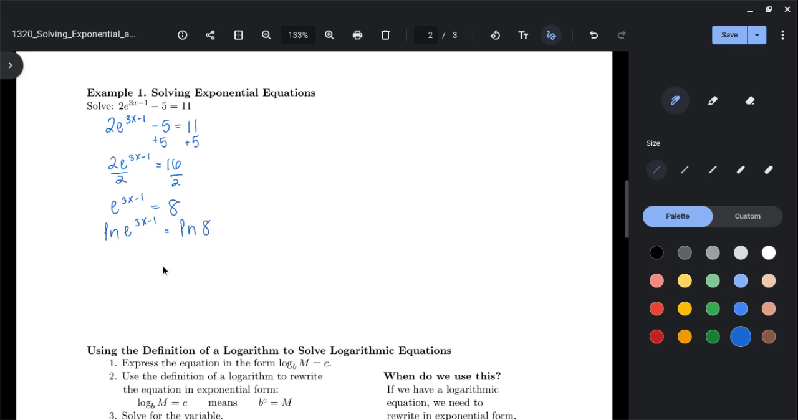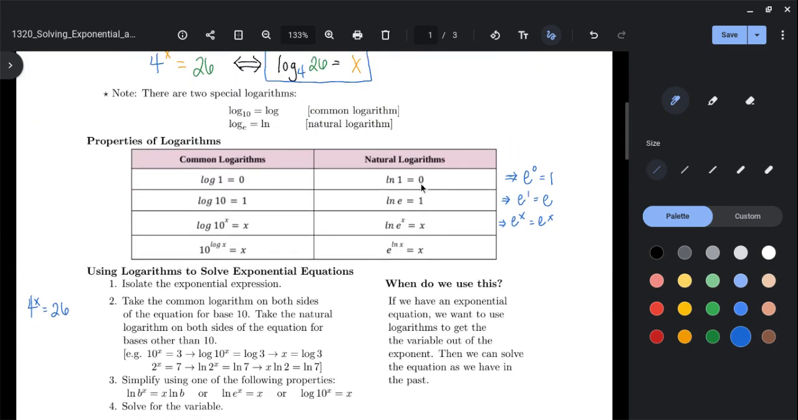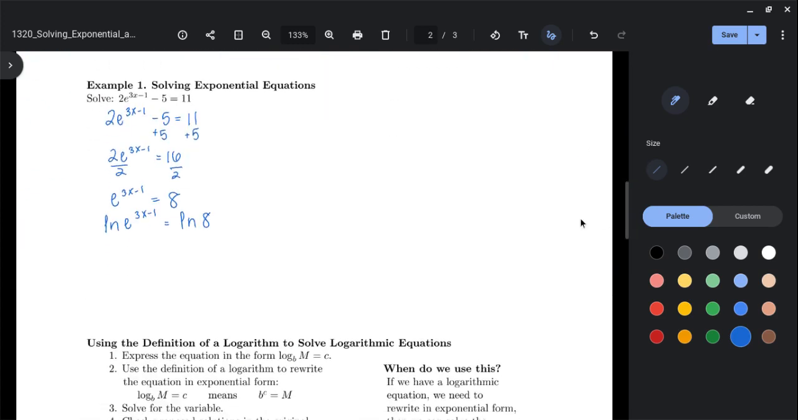And when we do, what happens by using that third property from our table is that now we are left with just the exponent. So this natural log and the e kind of cancel each other out. So we have 3x minus 1 equals the natural log of 8. Again, that's by applying that power from the table. Then we're going to solve for our variable just like we would any other equation we've seen in the past.